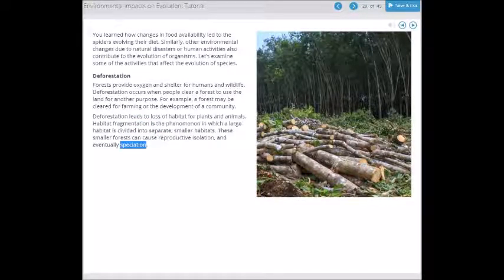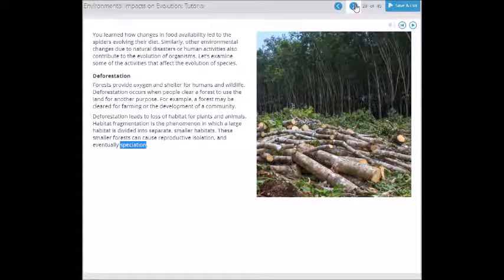Now you may be thinking, well, Mr. Thomas, didn't you say speciation is a good thing? Well, it is if it's happening naturally, but in this case it's a reaction to a human caused problem, and it can lead to extinction rather than speciation.